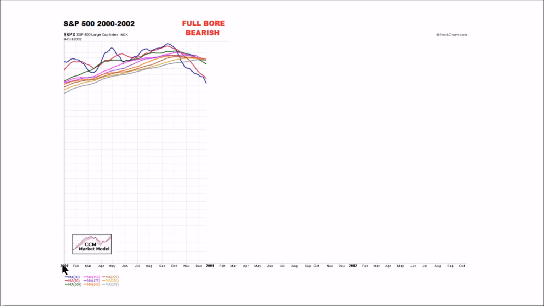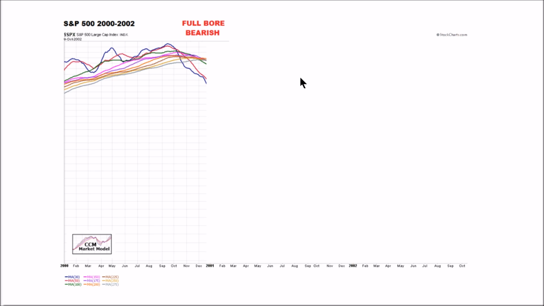This is calendar year 2000 here on the left side of your screen. Where your cursor is, we've removed price from the S&P 500 chart, and we're looking at daily moving averages ranging from the 30-day moving average in blue, which will be our fastest moving average, all the way out to the 275-day moving average here in grayish silver on your screen.